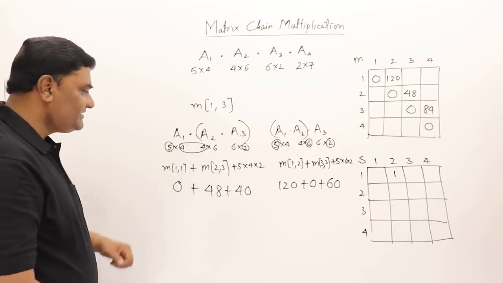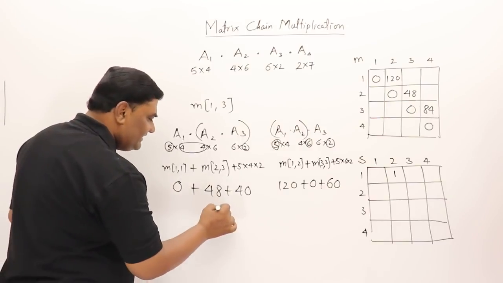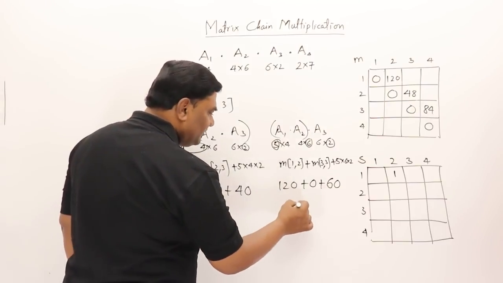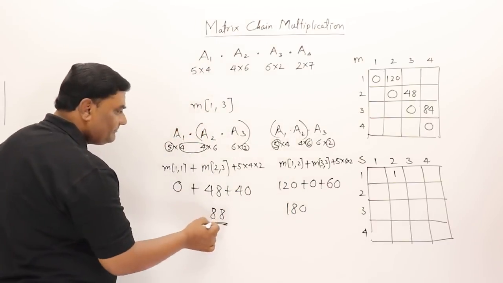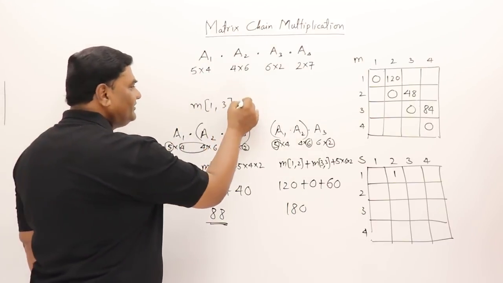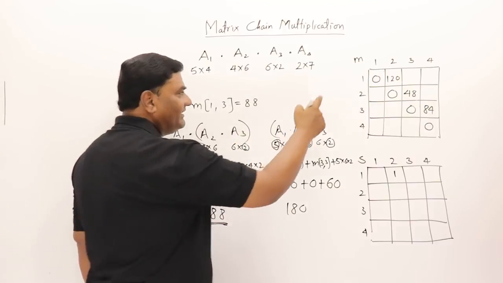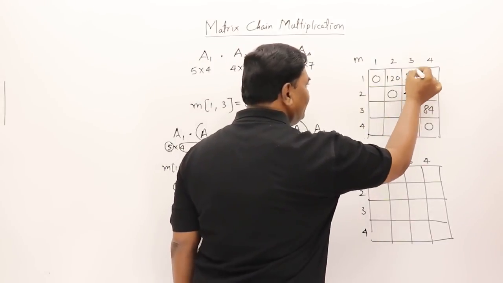Right? Which one is minimum? This is 88 and this is 180. This is minimum. So m of 1 comma 3 is 88.